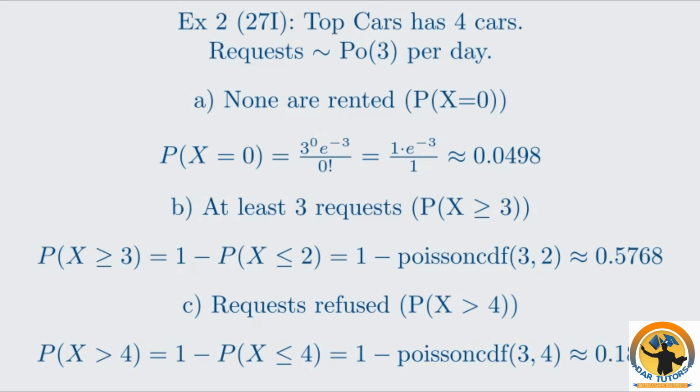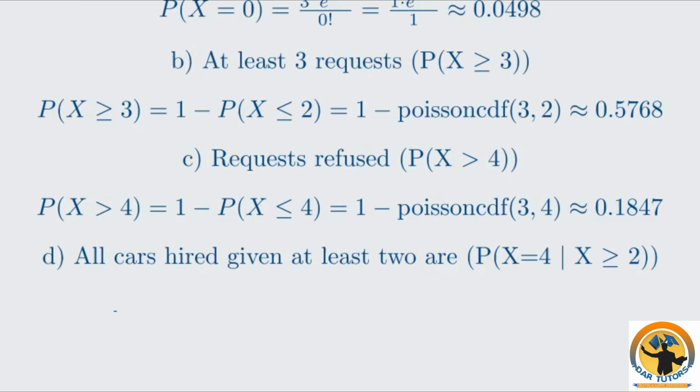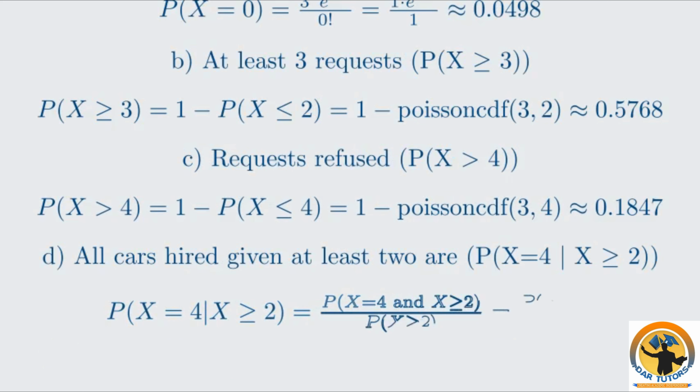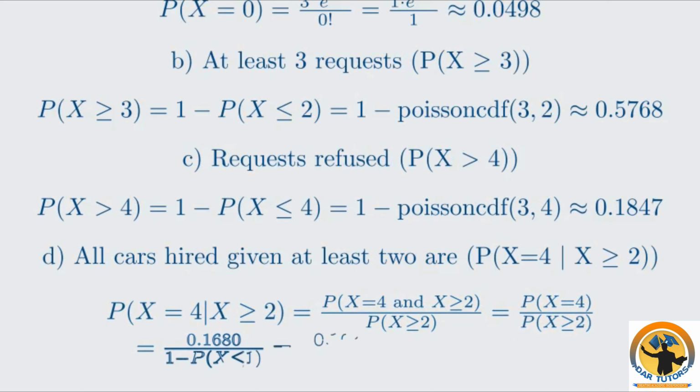Part D asks for a conditional probability. All cars are rented, given that at least 2 are hired out. In other words, P(X ≥ 4 | X ≥ 2). Using the conditional probability formula, this is P(X ≥ 4) divided by P(X ≥ 2). The Poisson probability for P(X ≥ 4) is about 0.168. The Poisson CDF for P(X ≥ 2) is 1 minus P(X ≤ 1), which is about 0.8009. Dividing these gives about 0.210, so if they get at least 2 requests, there's a 21% chance they'll hire out all their cars.